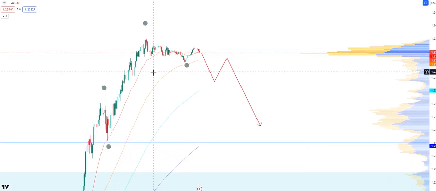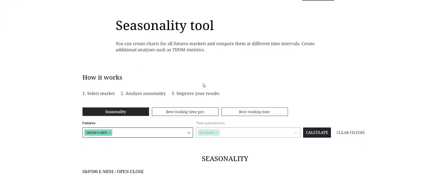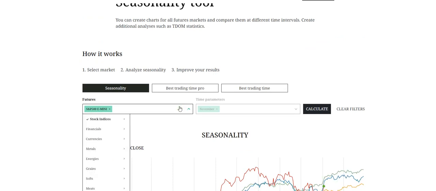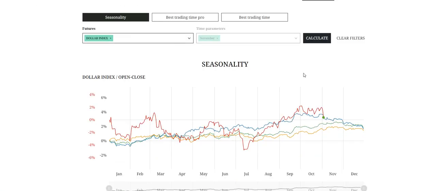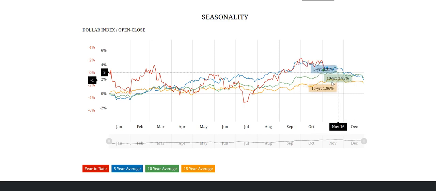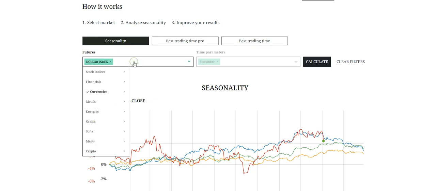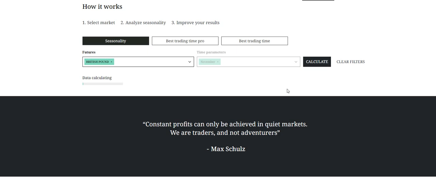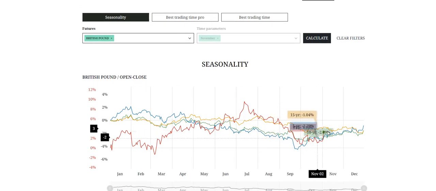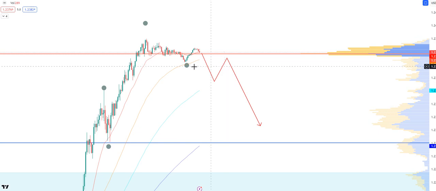Pullback is much needed. And of course, I'm going to check some things. I'm going to show you something very quickly. If we look at the seasonality part, we're looking for pounds. Let's look at the dollar, for example. Okay, now the dollar is expected to come down during the next few months, and pounds is expected to go up as well. Okay, so that's what we're looking for.